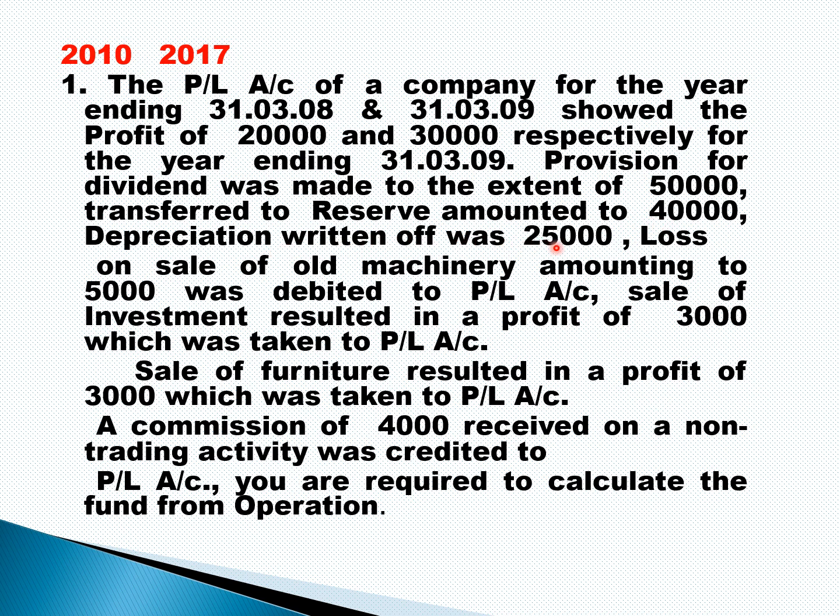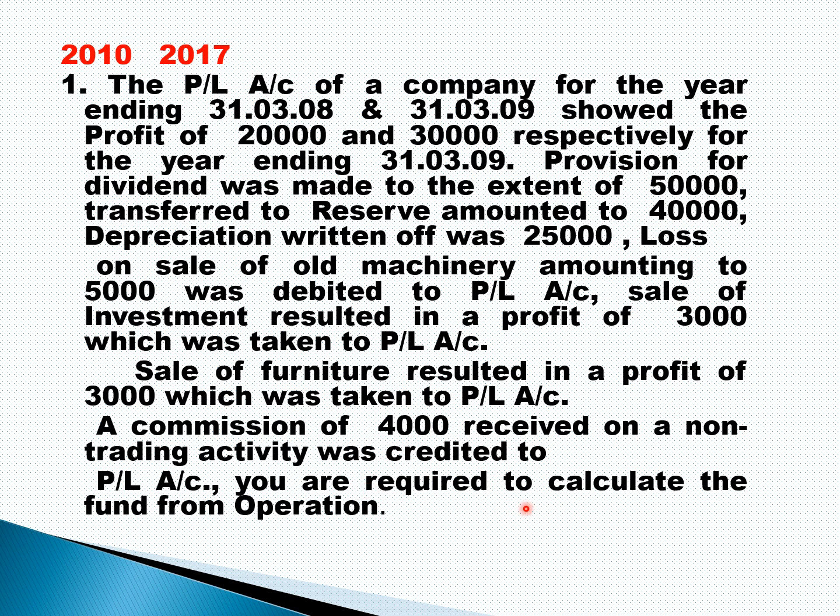Transfer to reserve amounted to rupees 40,000 will come in debit side. Depreciation written off was rupees 25,000, debit side. Loss on sale of old machinery amounting to rupees 5,000 was debited to PL account, will come in debit side. Sale of investment resulted in a profit of rupees 3,000 which was taken to PL account. So 3,000 is an income, profit, credit side. Sale of furniture resulted in a profit of 3,000 which was taken to PL account, a profit income, credit side. A commission of rupees 4,000 received on a non-trading activity was credited to PL account. Non-trading activity means non-business income. So 4,000 will come in credit side.